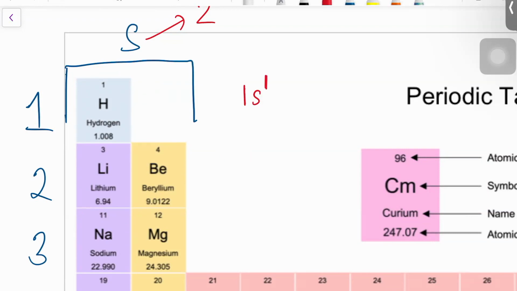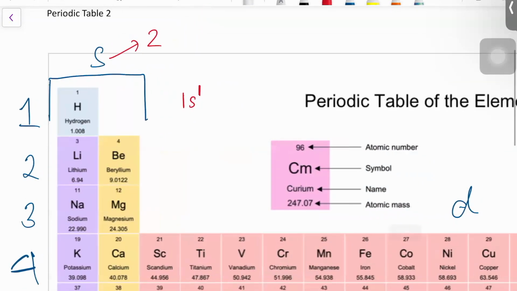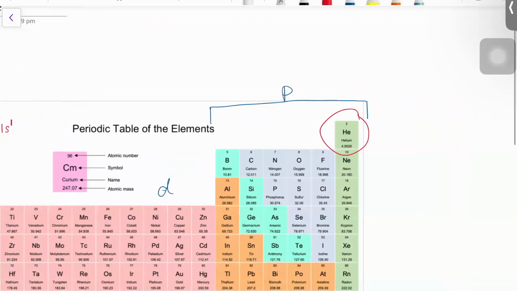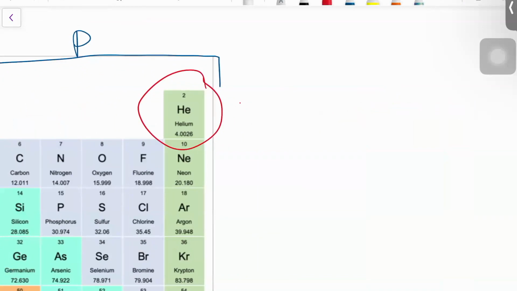So the first number is the row, the second letter is the orbital, the number at the top is my electron count. So for hydrogen, it's going to be 1s1. Now, helium gets put on the right-hand side simply because it's a noble gas, and so it gets grouped with the noble gases. However, technically helium is in the S block, because it's only the second electron. So it doesn't jump into the P block, it just happens to be positioned there because it gets grouped with your noble gases. So for helium, because it's the second element, it's going to be 1s2, okay?